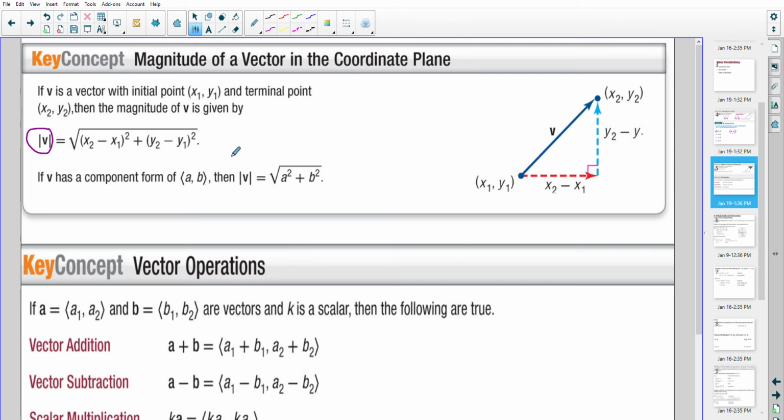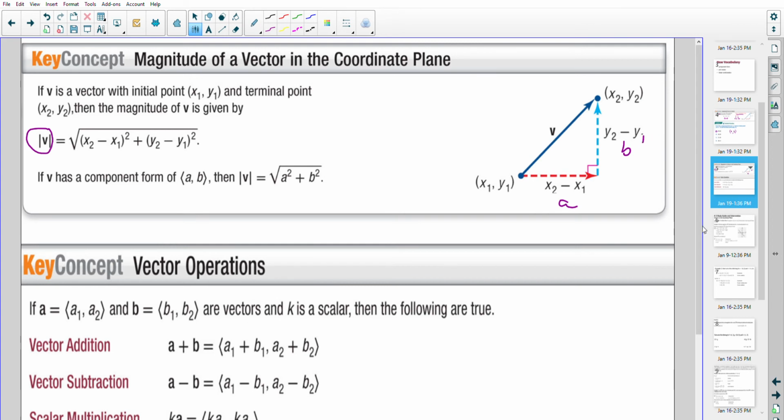So how do you find it? You can use the distance formula, or you could think about it in terms of the Pythagorean theorem. If this is your A and this is your B, you would see that it's going to be the Pythagorean theorem as well. This is y sub 1 here.